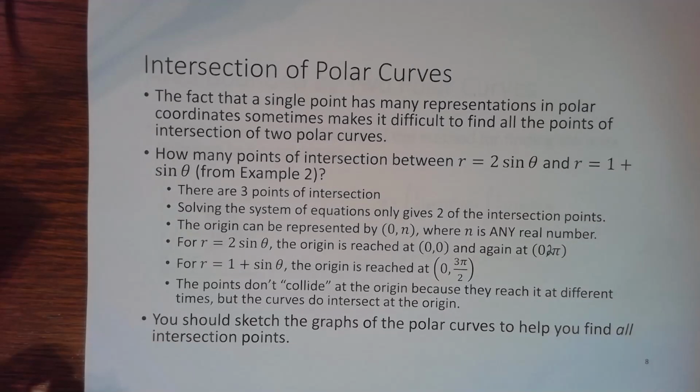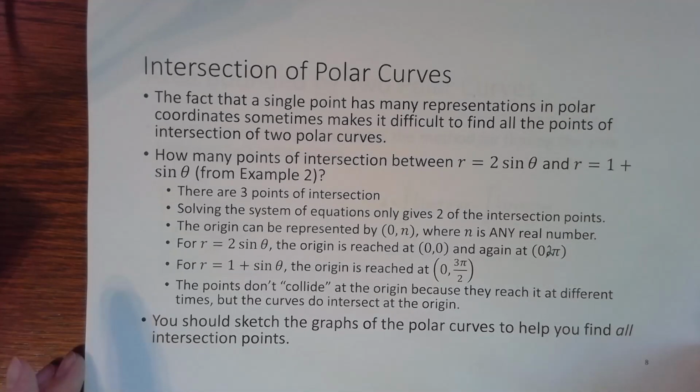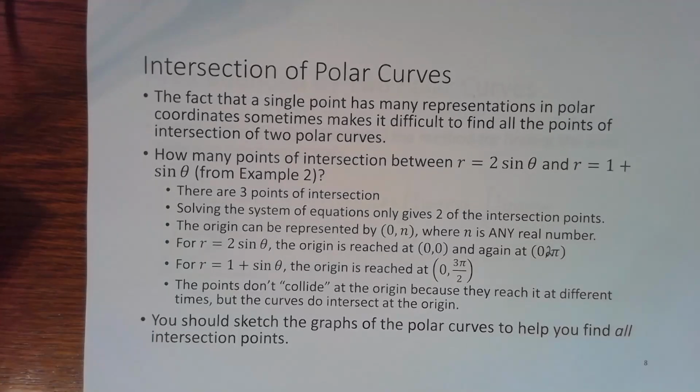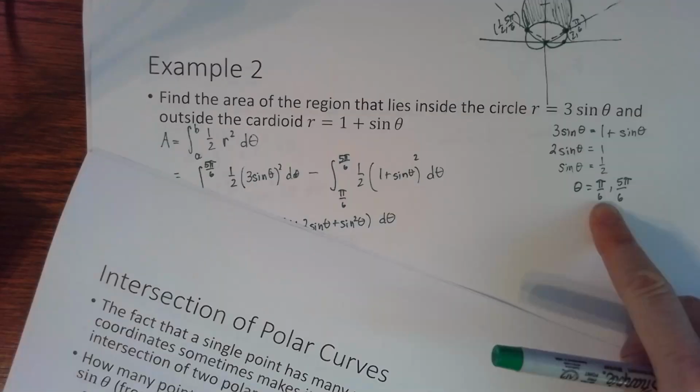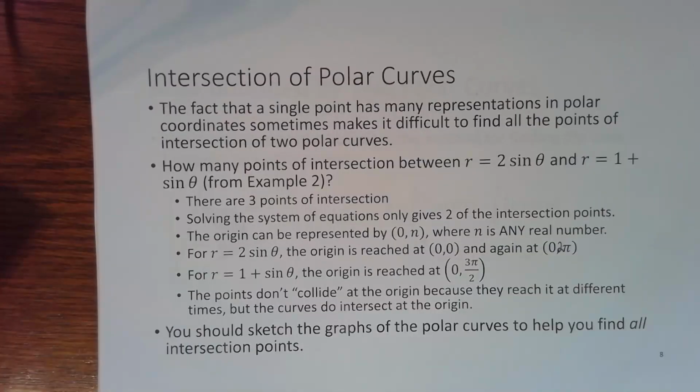But the curves actually do both go through the origin. So in terms of just looking at the curves that are drawn, they both contain the origin, and we should say that the origin is a point of intersection. And so if we want to find all the points of intersection, it's really helpful to sketch the graphs, because if you just solve the equations like we did back here, you probably won't find all of the intersection points. Okay, so let's look at an example.